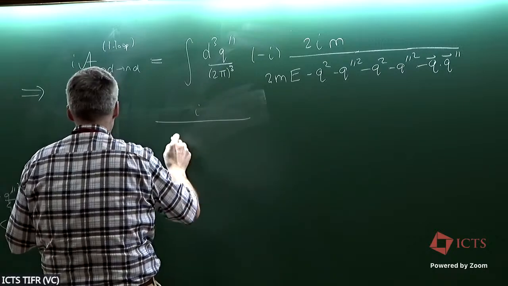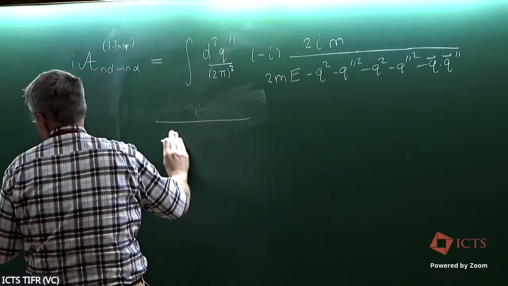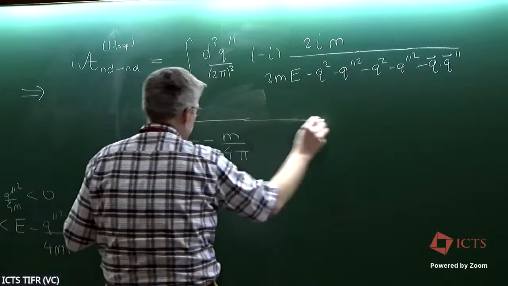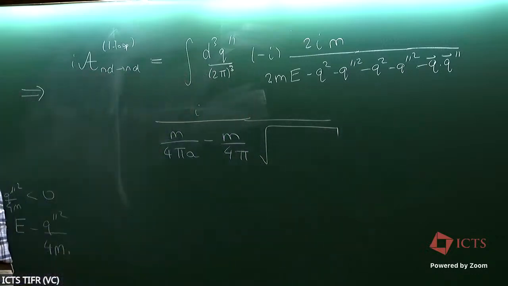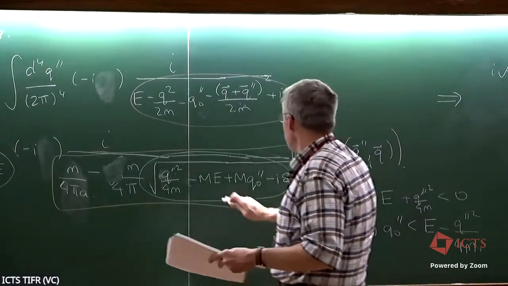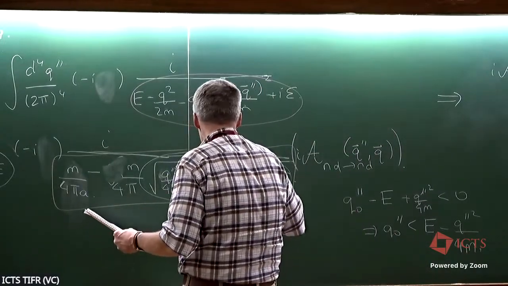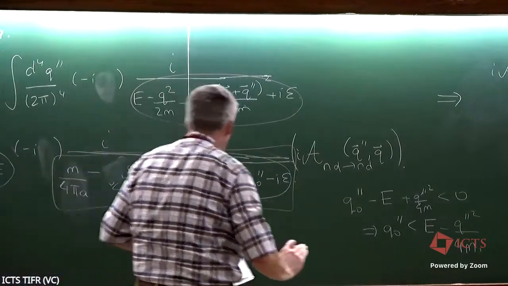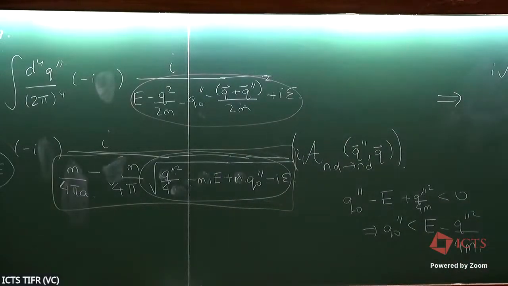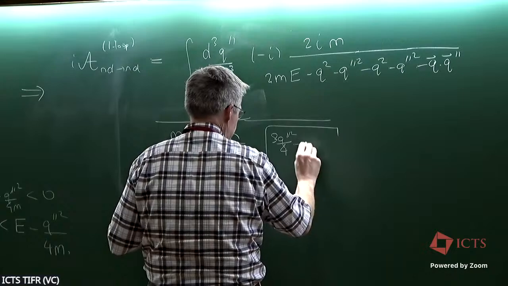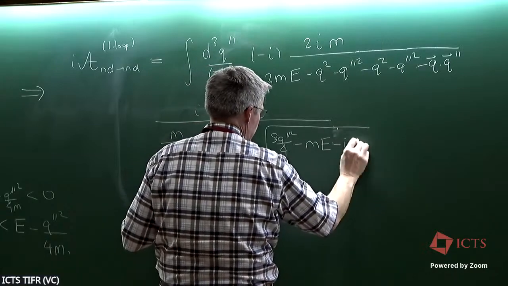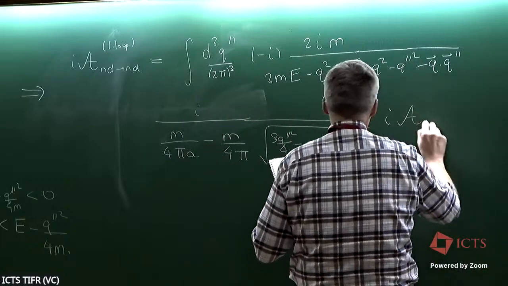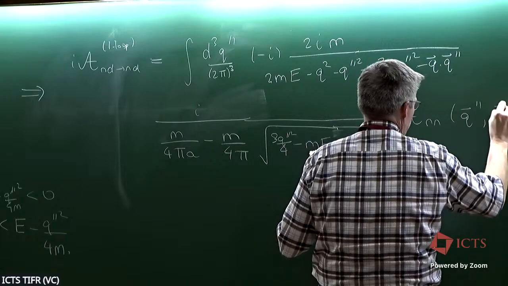And then I have, I divided by delta, m over 4 pi a minus m over 4 pi times the square root of, so this becomes, oh, hang on, sorry. This should just have been Q double prime squared over 4. 3 Q double prime squared over 4 minus m E minus I epsilon. But the minus I epsilon is not going to matter for us because E is negative. And then I, A, N, N, Q double prime, Q prime.